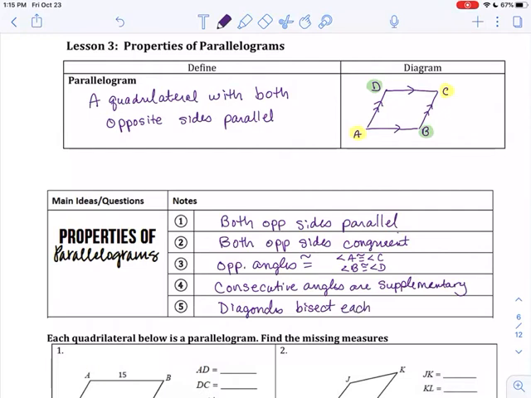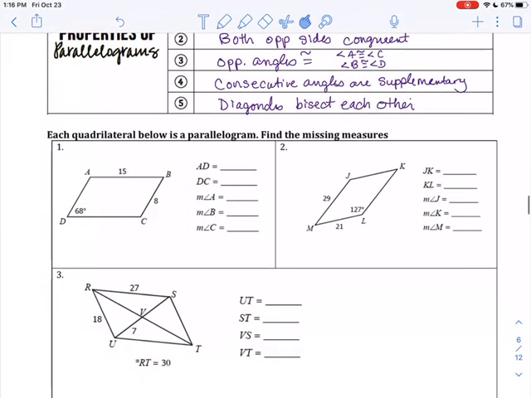And then the last thing has to do with the diagonals. So the diagonals bisect each other. That doesn't mean they're the same length. It means they cut each other in half. The diagonals bisect each other. So if I was to draw these diagonals in, they obviously don't look the same length. AC is much longer than BD, but they cut each other in half. So the 2 halves are equal to each other.